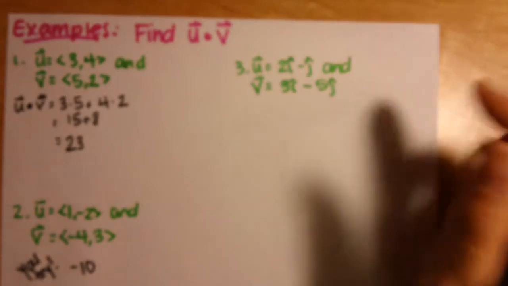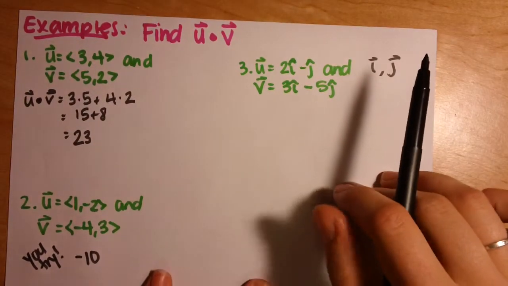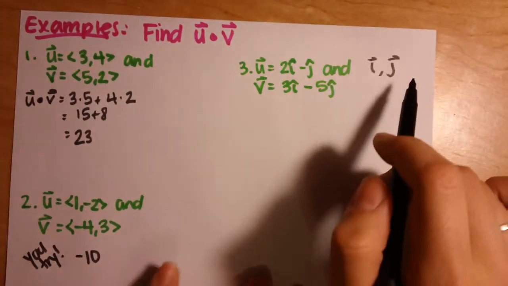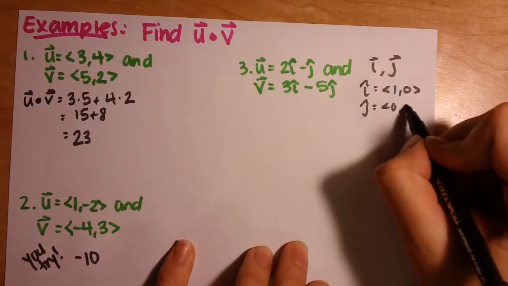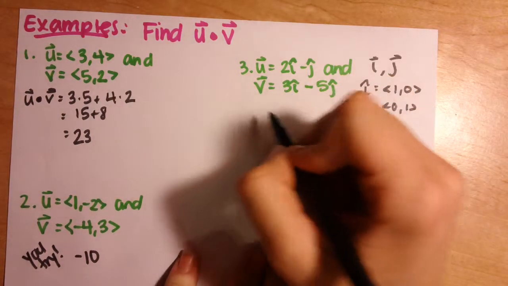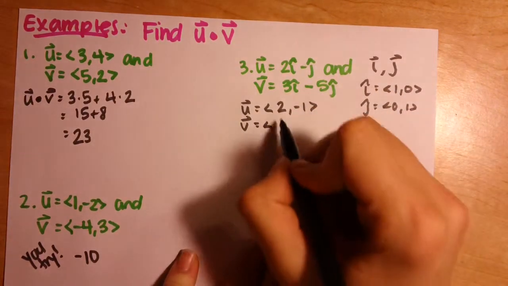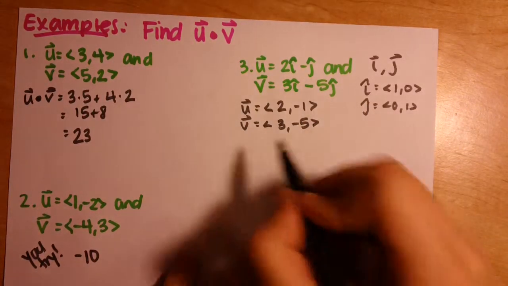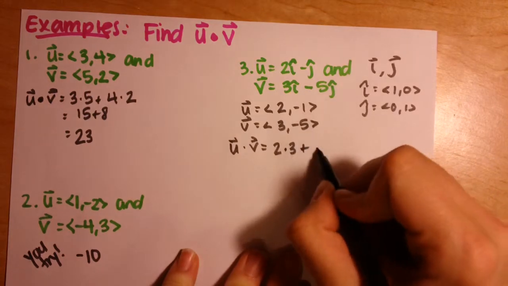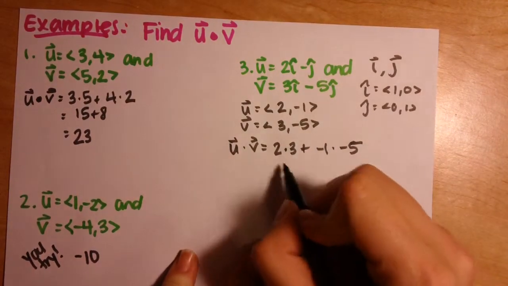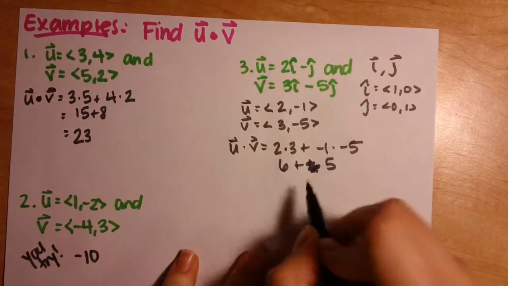Now this third one has our i's and j's. Remember, you can also see i written as this, but I like to use the hats. So u is 2i hat minus j hat, and v equals 3i hat minus 5j hat. Remember i is (1, 0) and j is (0, 1). So u is (2, -1) and v is (3, -5). So u dot v is u1 times v1 plus u2 times v2. That gives us 6 plus 5, sorry, can't multiply today, and that gives us 11.